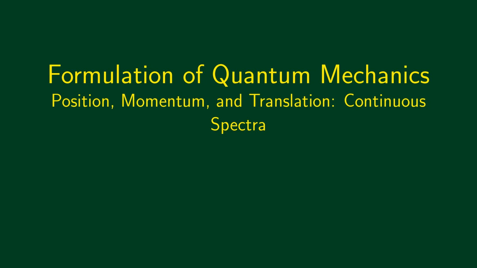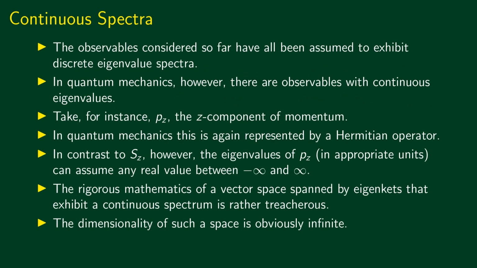We now move on to the next section, position, momentum, and translation. Okay, we'll start with continuous spectra. The observables that we considered so far have all been assumed to exhibit discrete eigenvalue spectra. We did not mention this specifically, but all these eigenvalues that we talked about so far are discrete.